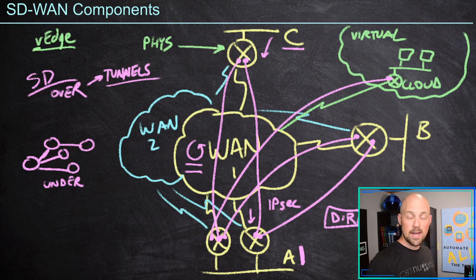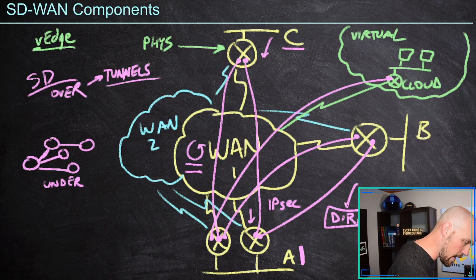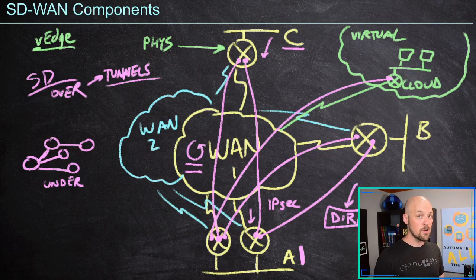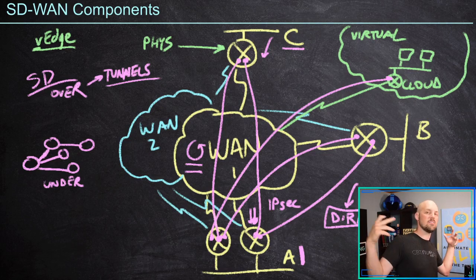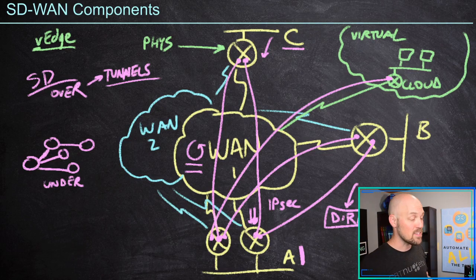So when the packet is traveling through the service provider network, it's going to look at this header, not the internal header. It's not looking at the fact that the destination is network A anymore. It's looking at the fact that the destination is that router. And so long as it knows, again, where that router lives, I can get you to your destination. That means I no longer have to share all of my subnets with the WAN service provider. This is a game changer from an SD-WAN perspective.